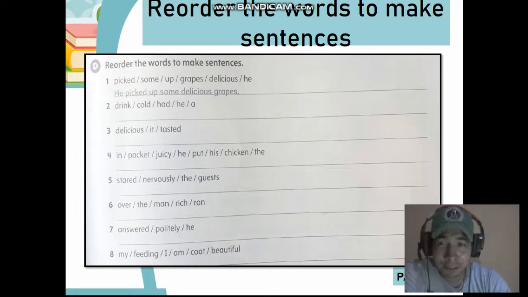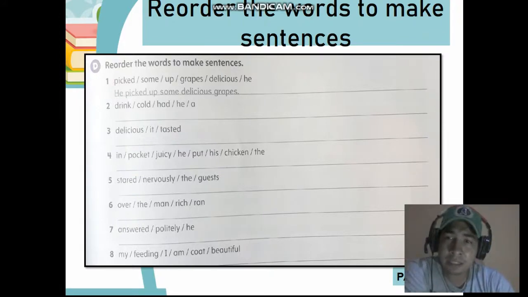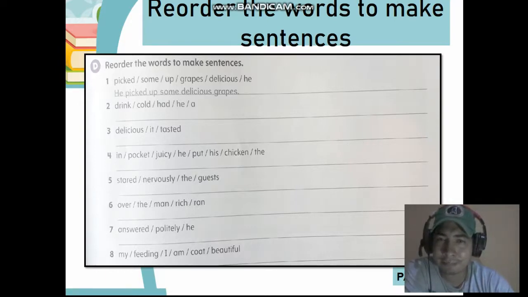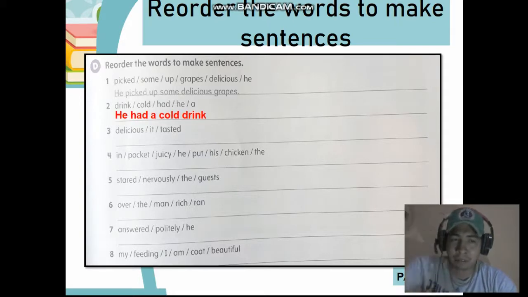All right, did you finish? Great. Now let's see how it worked for you. Please compare your responses with the responses that you see on the screen. Let's see example number two. Read your sentence. Yes, he had a cold drink. If you had that sentence, that is correct, and you can put a check mark, put a ganchito on it, okay?